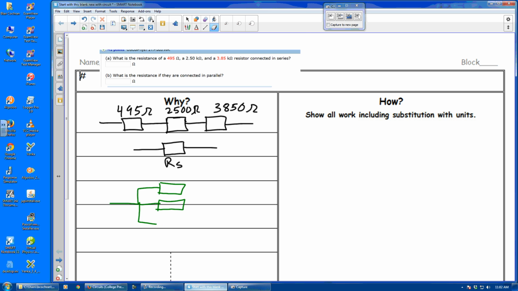Excuse my messiness in my drawing. Very hard to draw neatly up on the board here. You'll have a much easier time on the test.